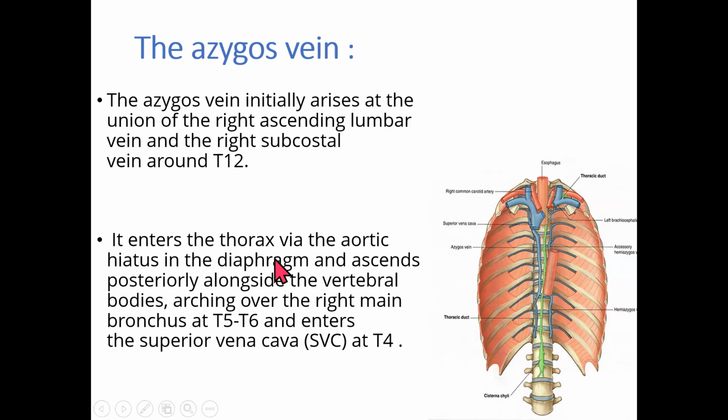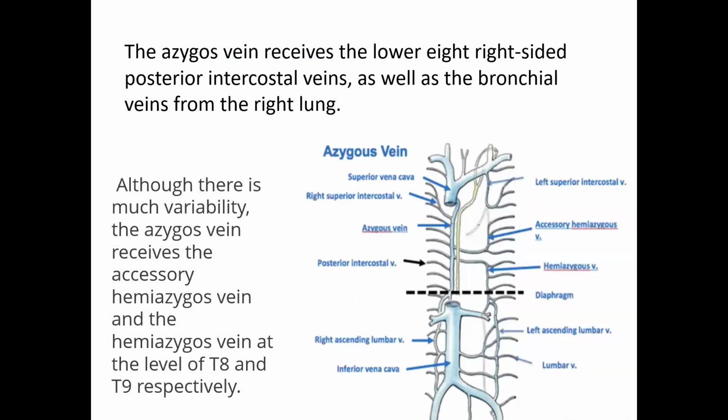It enters the thorax through the aortic hiatus in the diaphragm and ascends posteriorly along the vertebral bodies, arching over the right main bronchus at the level of T5 to T6 vertebrae, and enters the superior vena cava posteriorly at the level of T4. The azygos vein receives the lower 8 right-sided posterior intercostal veins, also the right bronchial vein from the right lung. Although there is much variability, the azygos vein receives the accessory hemiazygos vein and hemiazygos vein at the level of T8 and T9 respectively.